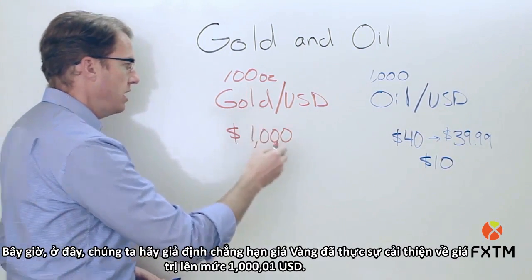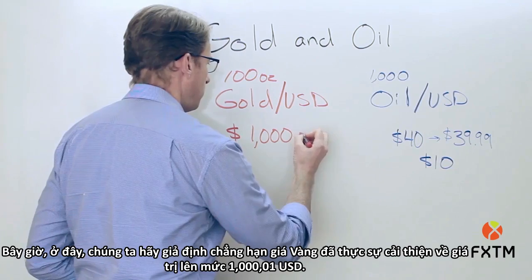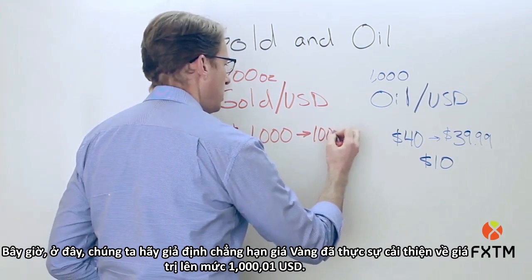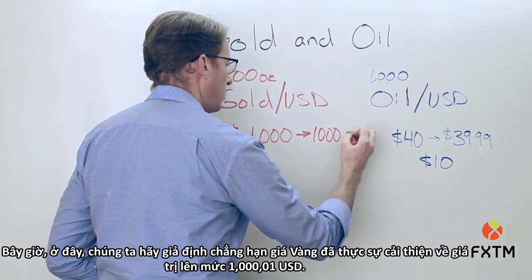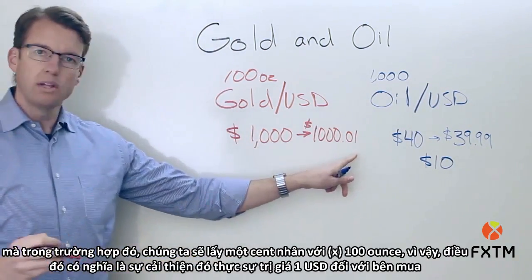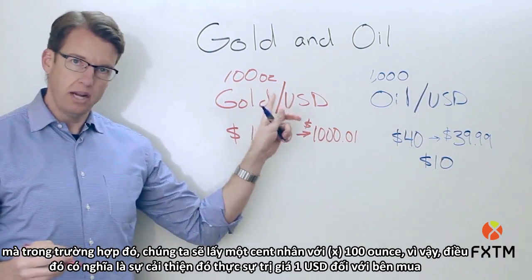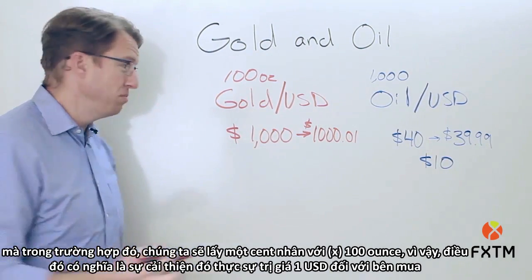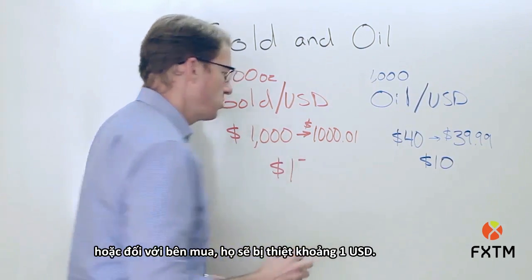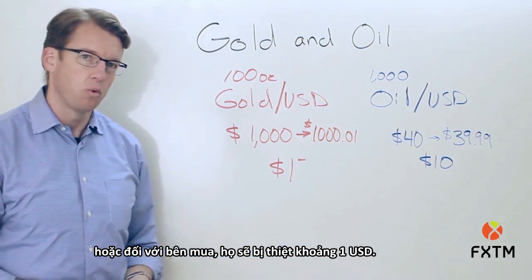Now over here, let's say, for example, that gold prices have improved in value to $1,000.01. So it's actually gone up a little bit. Well, we would take that 1 cent times 100 ounces. So that means that improvement is worth $1 to the long side, or to the short side it would be adverse to the tune of $1.